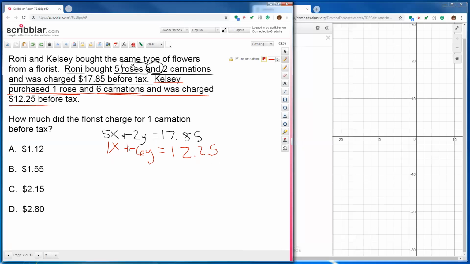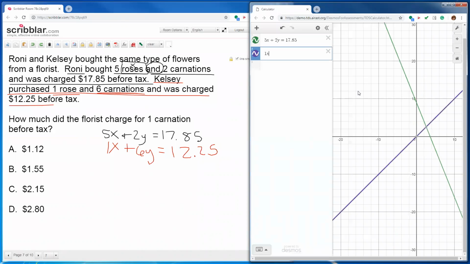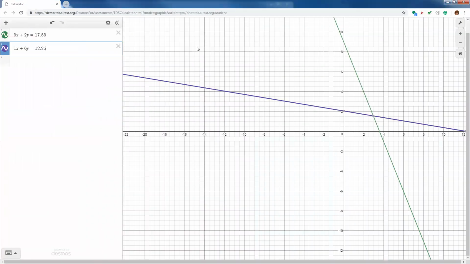So now we're going to type both those in. We don't have to do a single thing to them. We just say 5x plus 2y equals 1785. We're going to actually use the equal sign this time. And then 1x plus 6y equals 1225. And it'll bring up an actual picture.